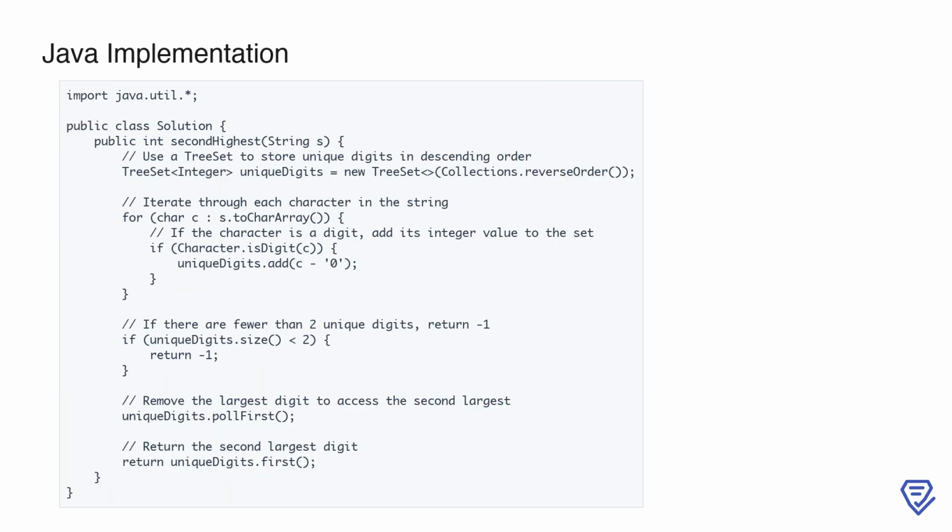This is the Java implementation for LeetCode problem number 1796, second largest digit in a string. The logic mirrors the Python solution by using a TreeSet to store unique digits in descending order. Java-specific features like TreeSet and Character.isDigit are utilized to ensure correctness and simplicity. The code handles edge cases where there are fewer than 2 unique digits by returning -1.